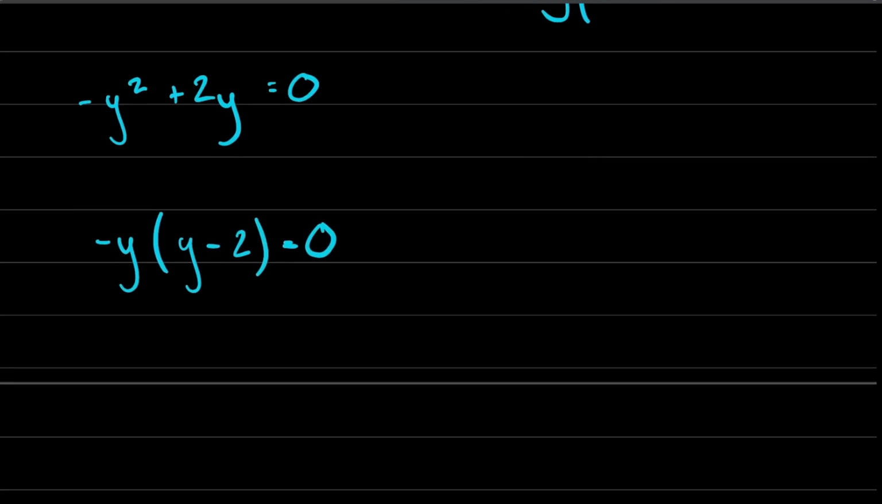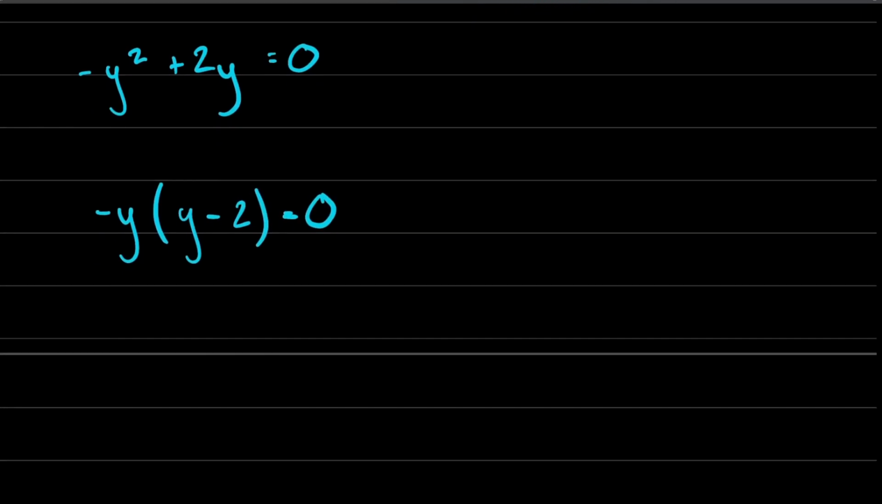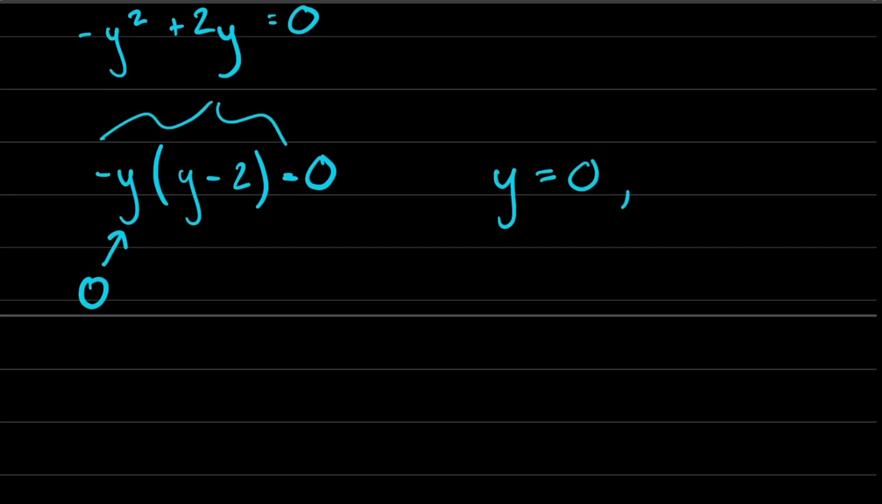And that makes this super easy for us. We can say that this can equal 0, because if y equals 0, then this whole thing will equal 0. So we have y equals 0 as one of our critical points. And we can say y minus 2 is equal to 0, so y equals 2 is another critical point of ours.